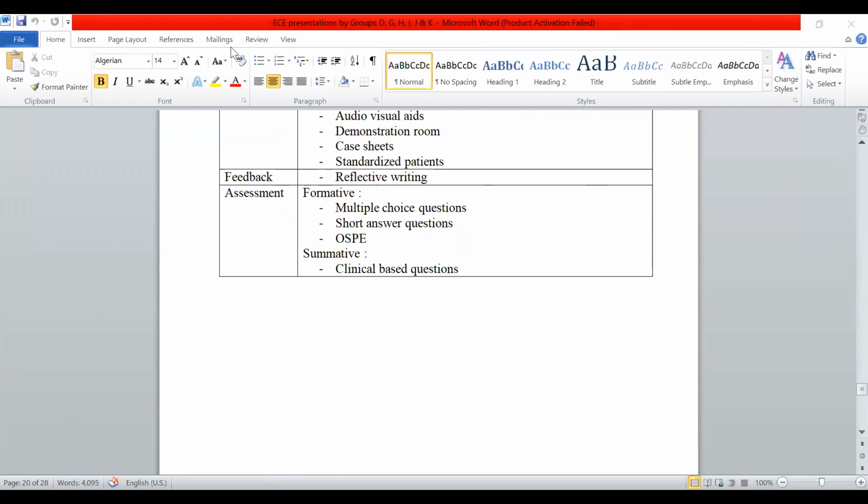For formative assessment, we can keep multiple choice questions, short answer questions, or OSPE. And this case can be taken as a summative assessment in the form of clinically based questions. Whenever we conduct final exams, we can give a case scenario as a 10-mark question also. Thank you for the opportunity.